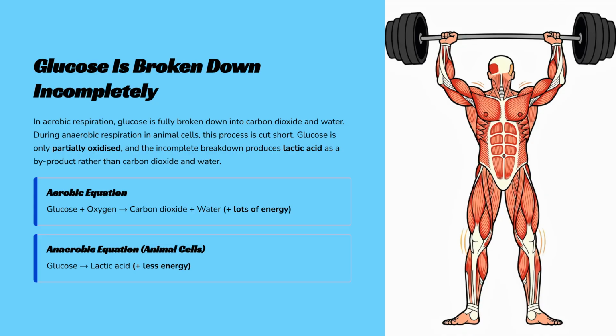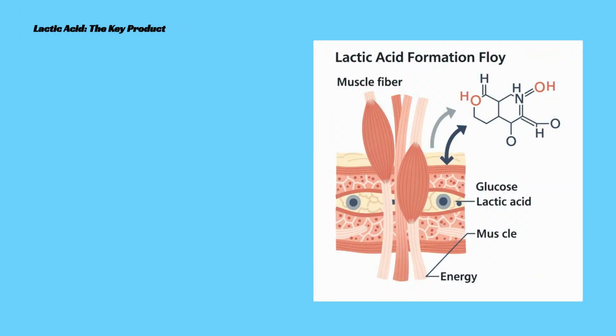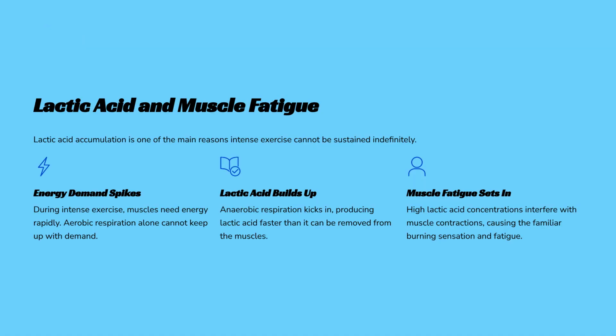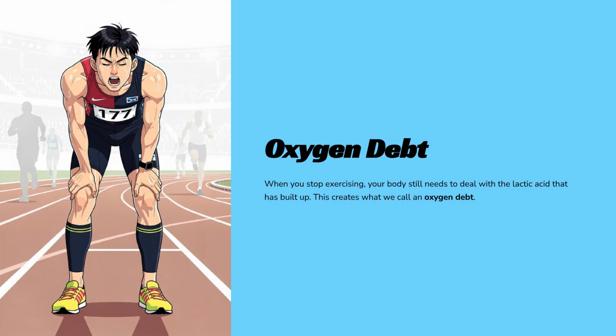This slide shows the key difference in equations. While aerobic respiration produces carbon dioxide and water, anaerobic respiration in animal cells produces lactic acid. Lactic acid is the waste product of anaerobic respiration. Its accumulation in muscles is what causes the painful, burning sensation known as muscle fatigue. Intense energy demands lead to anaerobic respiration and lactic acid buildup, eventually causing muscle fatigue that limits how long we can perform high-intensity exercise. When you stop exercising, your body must deal with the accumulated lactic acid.